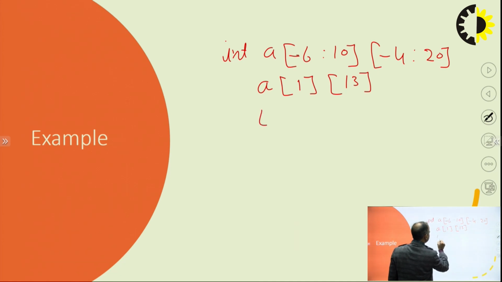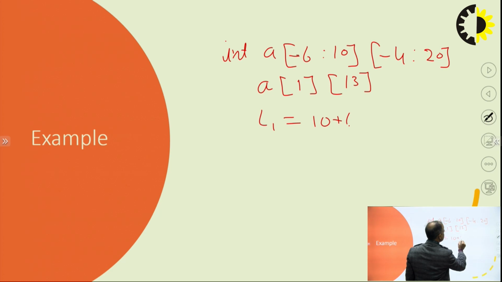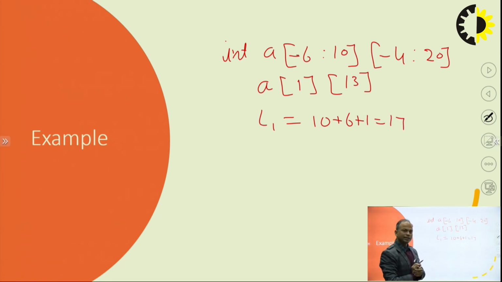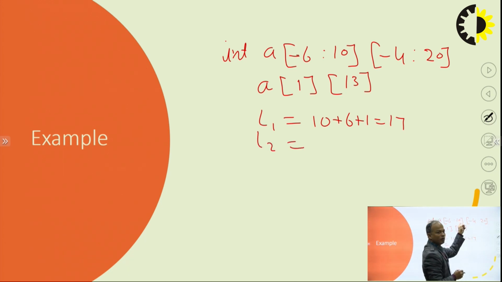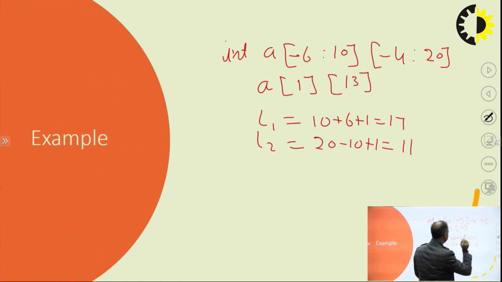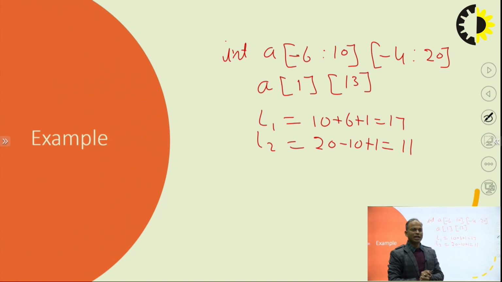First of all, find out the L1. L1 means upper bound minus lower bound plus 1. So therefore 10 plus 6 plus 1, 17. Now L2 would be upper bound minus lower bound plus 1. So 20 minus 10 plus 1, this is L2. So L1 and L2, we can easily find out.